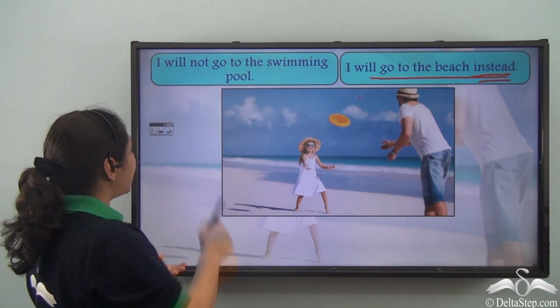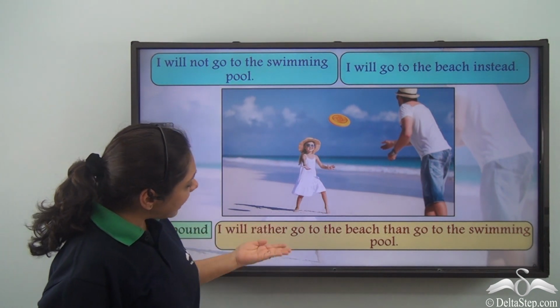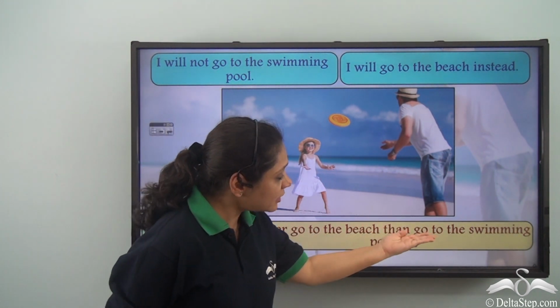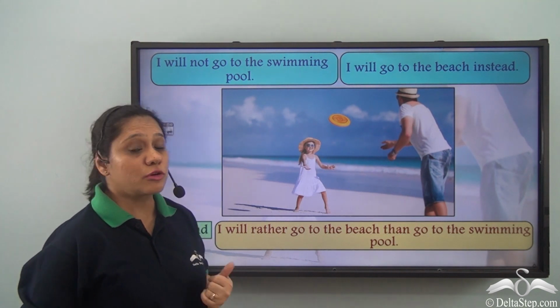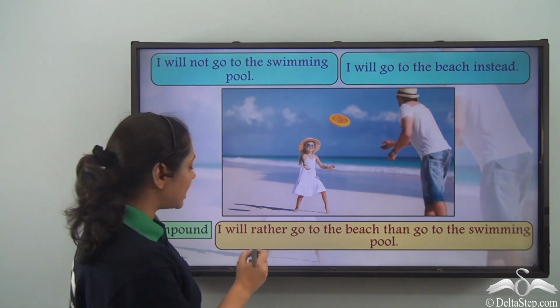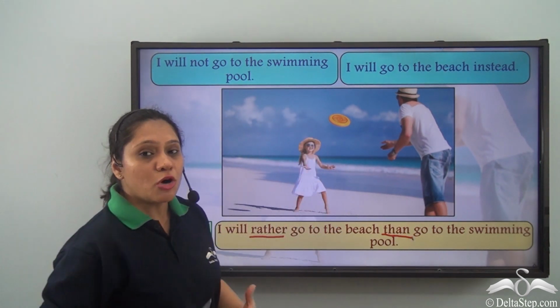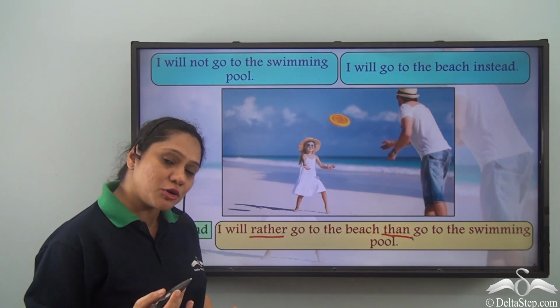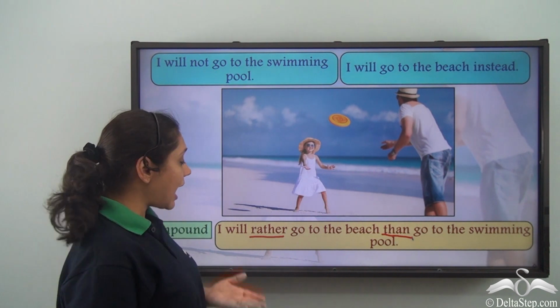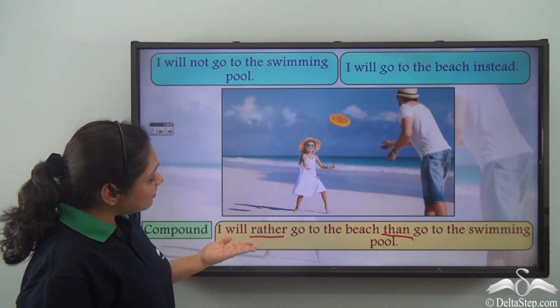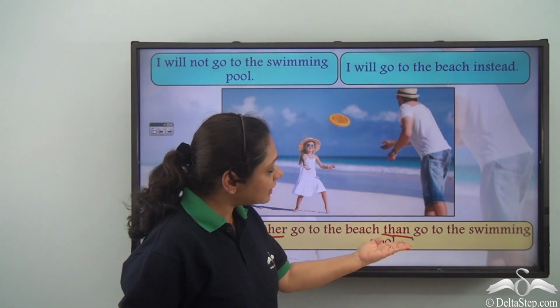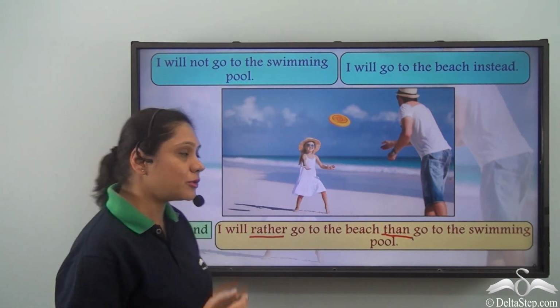We will join them as, I will rather go to the beach than go to the swimming pool. So we have used the correlative conjunction rather than because we know that one option is preferred over the other option, and we have the compound sentence, I will rather go to the beach than go to the swimming pool.